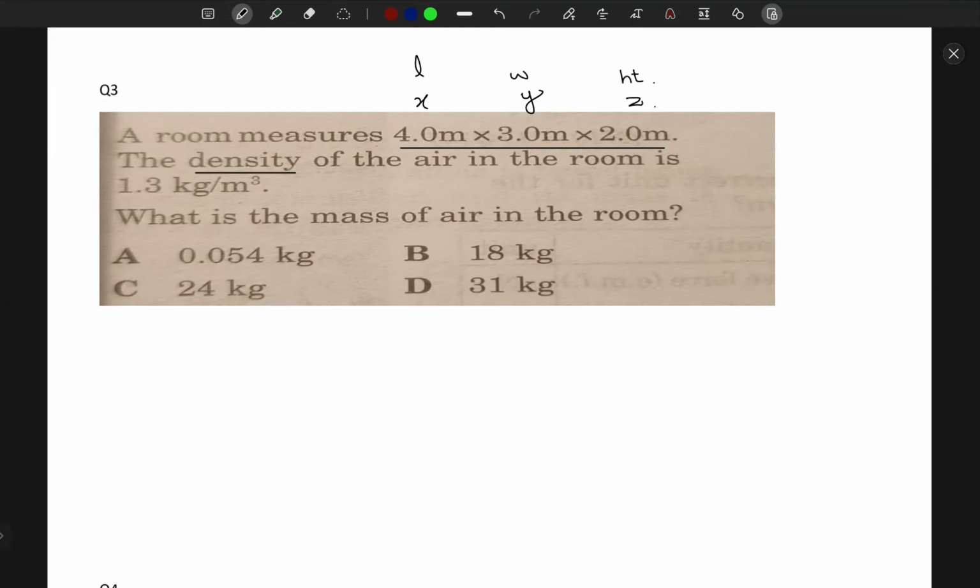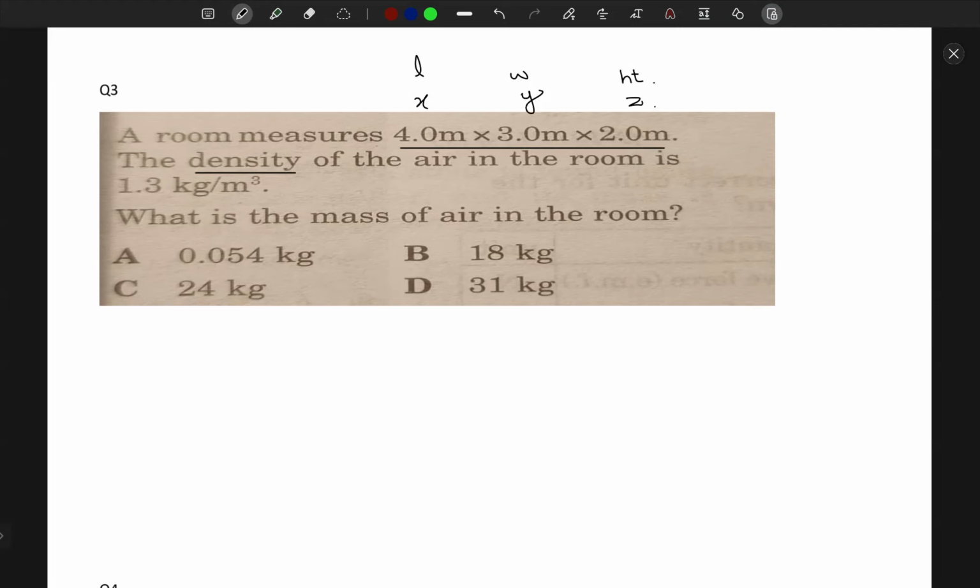Sir, I can solve it. Okay, so how would you go about this problem? Tell me, how would you go about it? How would you compute the mass of the air? I will do it in my rough copy. No, of course, okay, that's good.